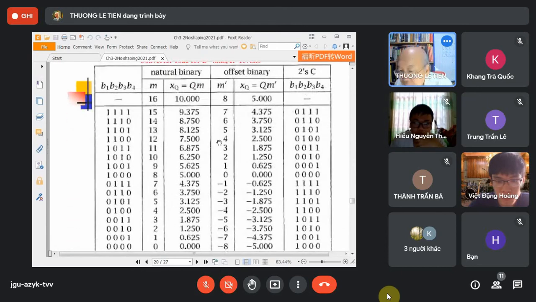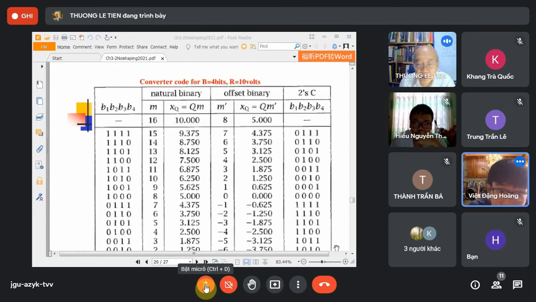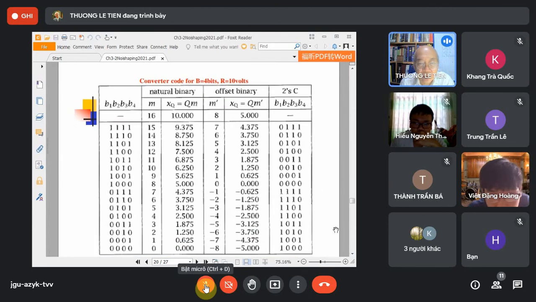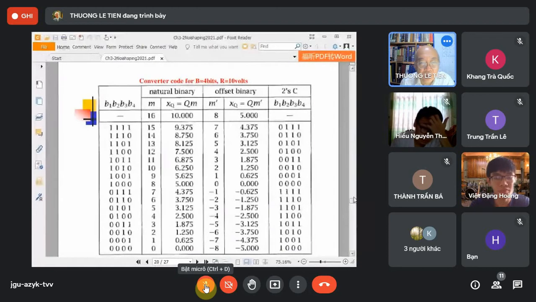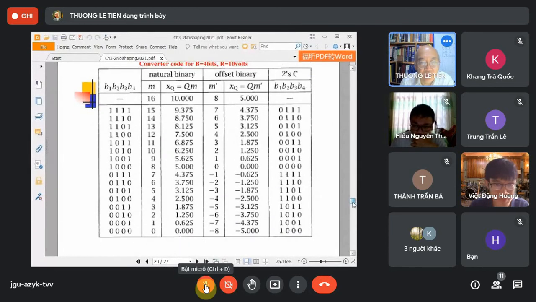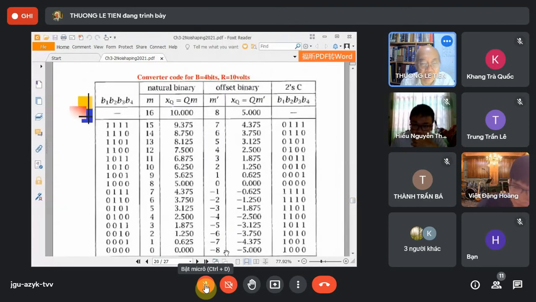Now, did I talk to you about this table? Yes, sir. Already? No? Not yet. Okay. So, look at the table. This one shows you the ways we can convert the codes.